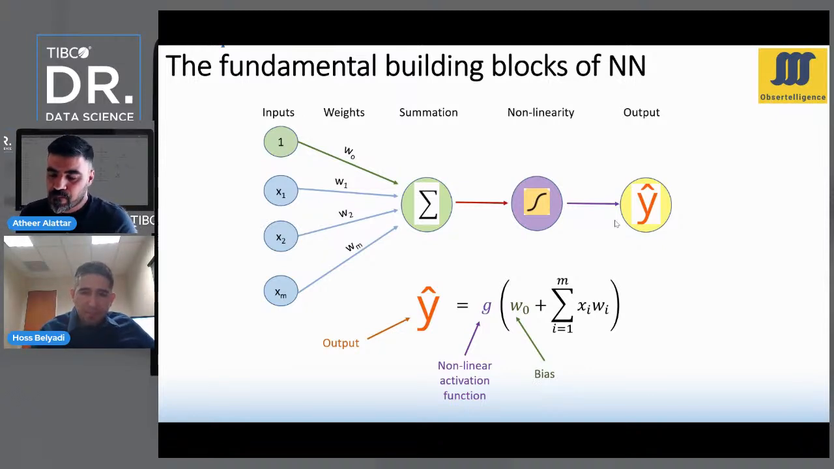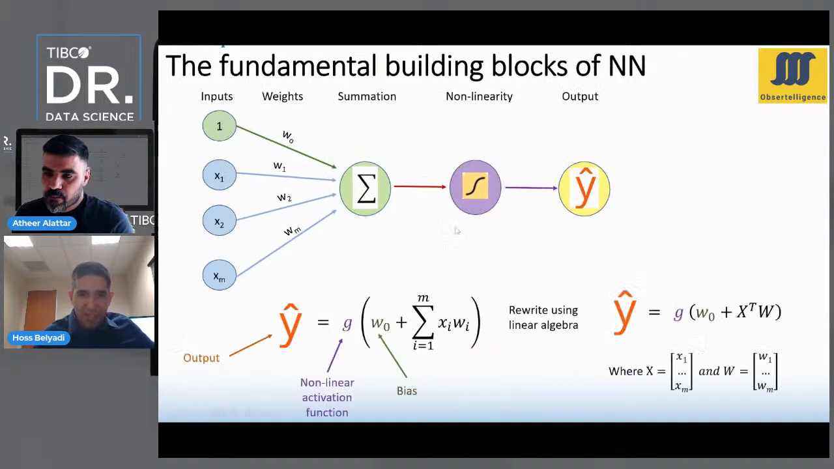That's exactly right. So now the next slide, look at this slide. This is basically the same thing. I'm rewriting the same exact equation from the previous slide using linear algebra. I'm just vectorizing it. So this is G, which is your non-linear activation function. Your W0 is still your bias. Plus this is the X transpose, your vectorized form, times W, and your X is basically X1 through XM, and your W is W1 through WM. This is the equation that you see in a lot of the literature, when you read a book or read the SPE papers, or whatever papers related to neural networks. It's just the vectorized format of the same equation using linear algebra. Make sense so far? Yes.